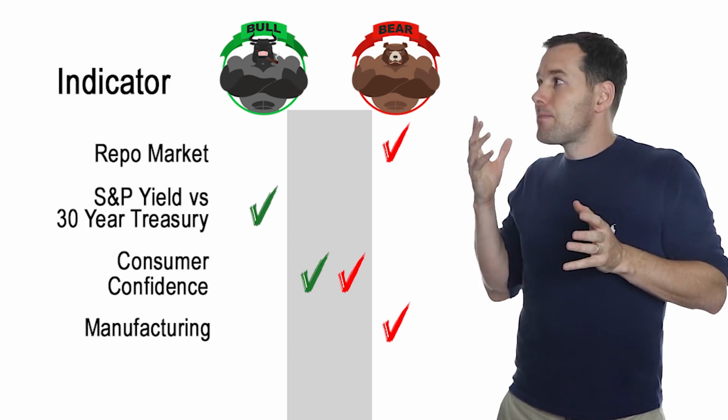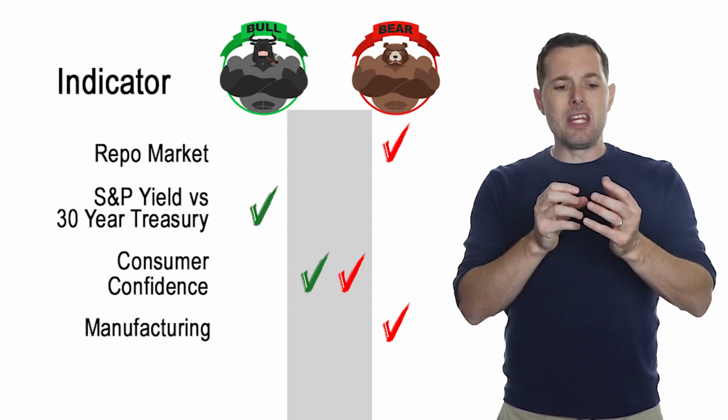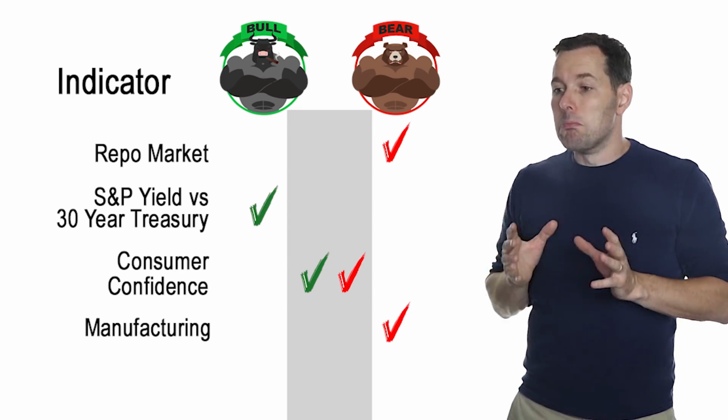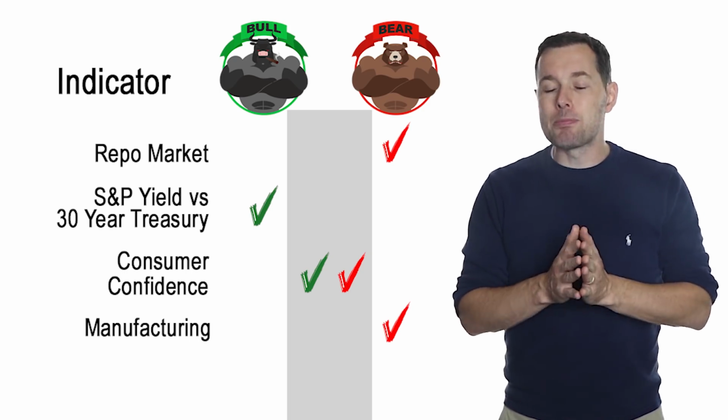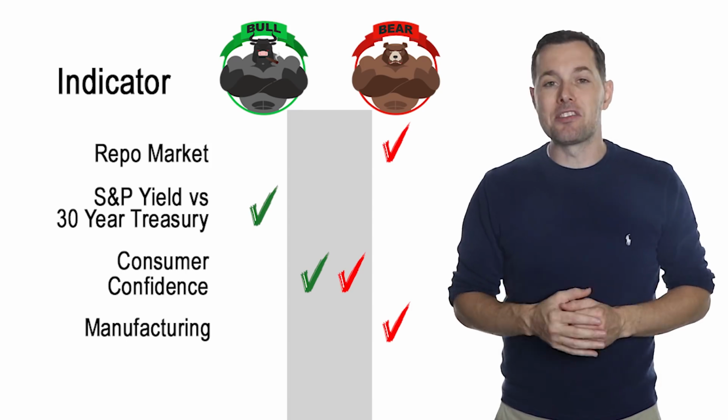Now, I don't think it's terribly surprising that manufacturing would be bad when we consider the pressures of the trade tensions around the world. And in general, much of the global economy has begun slowing. So US manufacturing being down probably isn't too surprising.